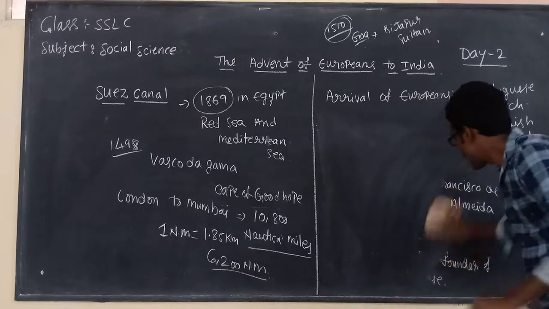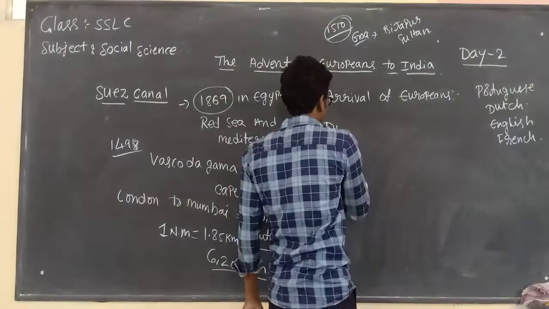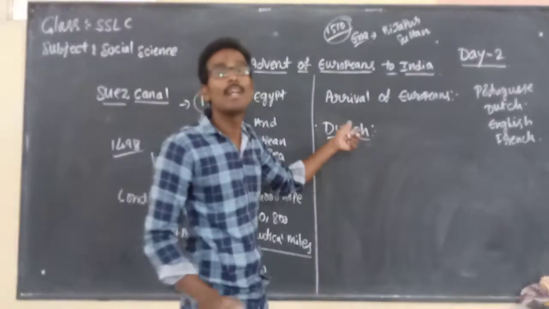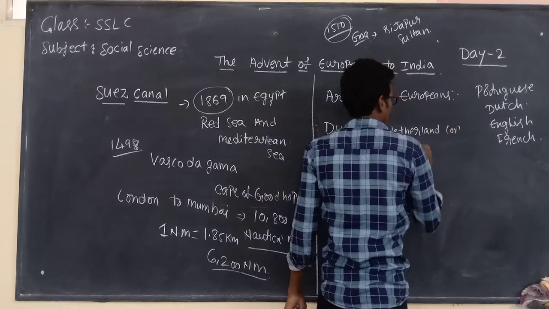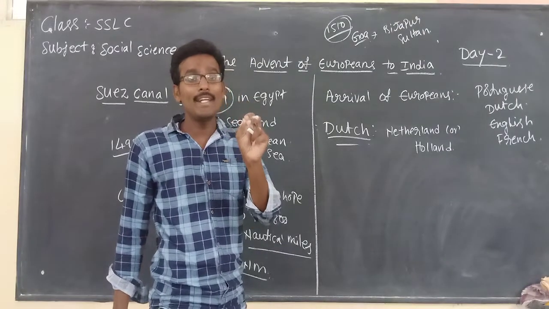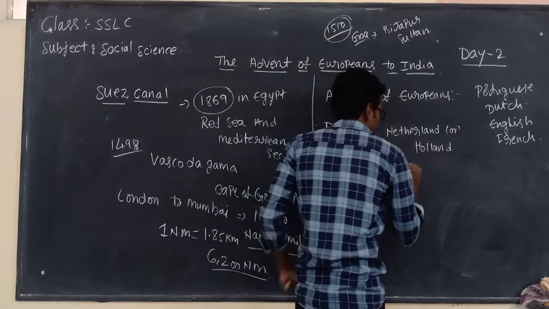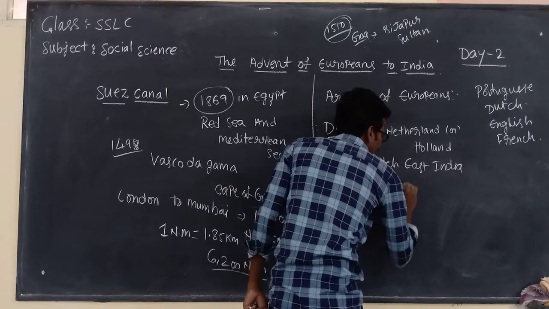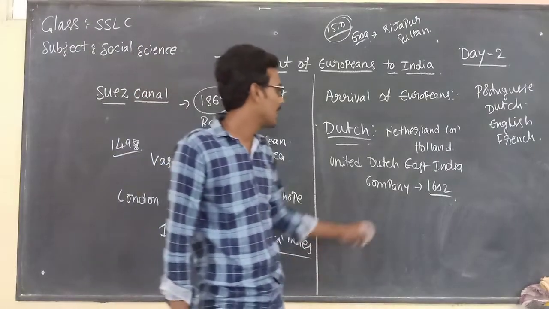After the arrival of the Portuguese, the second Europeans who arrived in India for trade purposes were the Dutch. Basically, Dutch people are from the Netherlands. United Dutch East India Company was established in the year 1602.